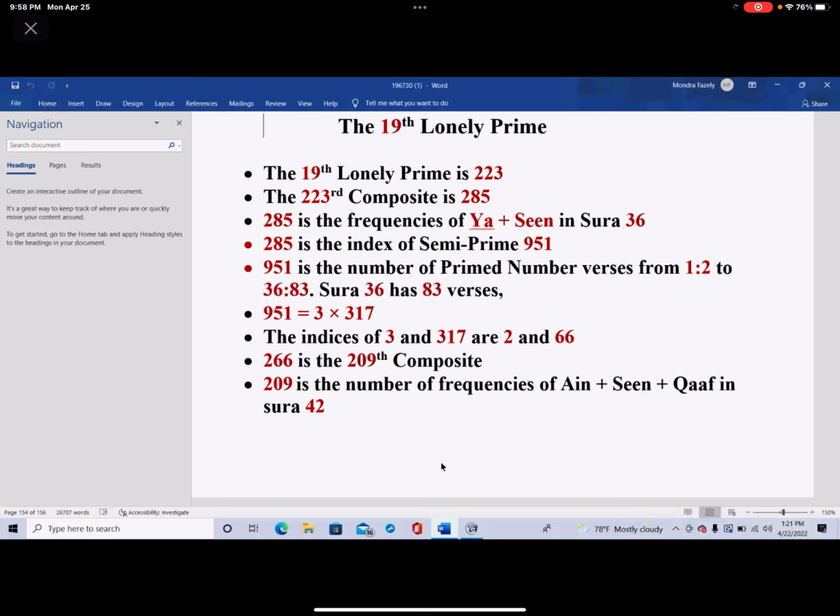So again, you can check this. You can check it online. You can check it on a table. Whatever it is, it's not going to change. This statement is an eternal statement. So the 285th semi-prime happens to be 951.